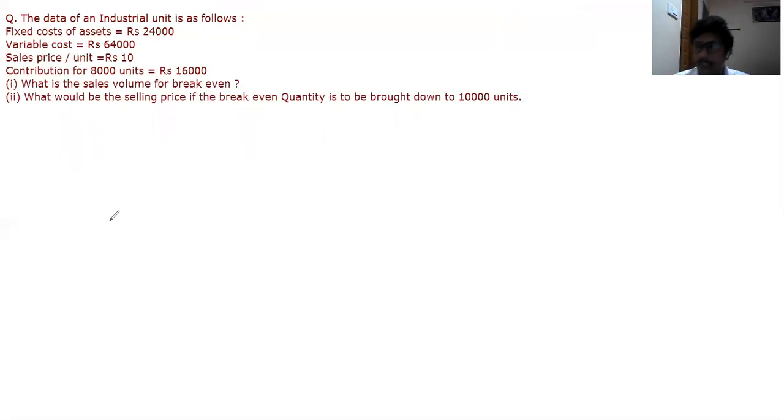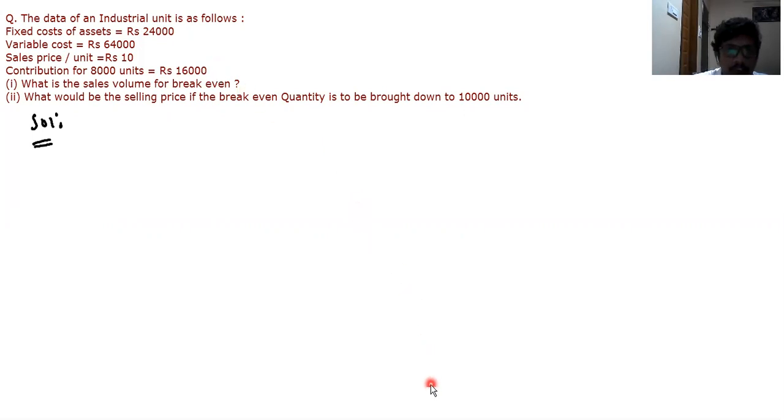So let's go through the data which is given in the question. The data of an industrial unit is as follows. The fixed cost of the asset is 24,000. The variable cost is equal to rupees 64,000. The sales price per unit is taken as rupees 10. Contribution for 8,000 units is given as 16,000 rupees.